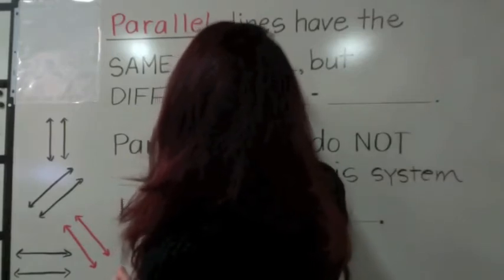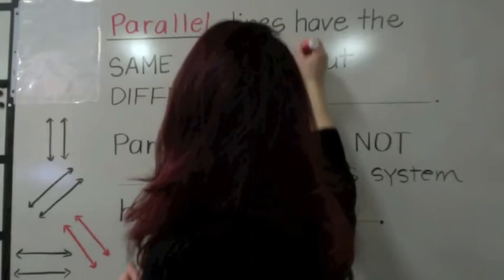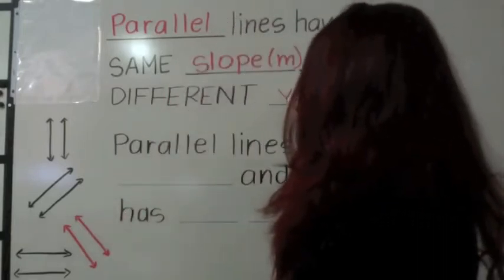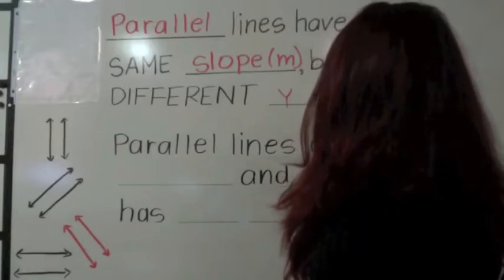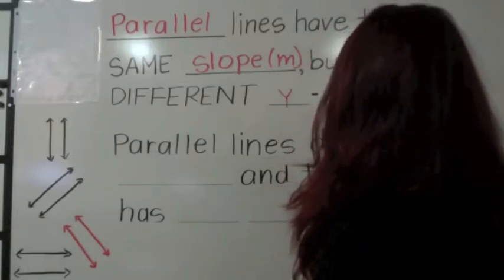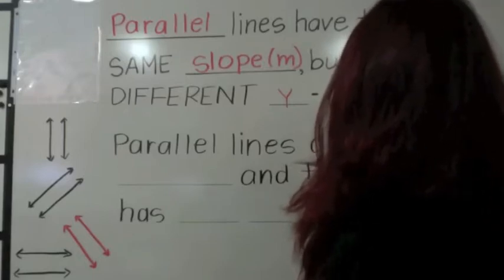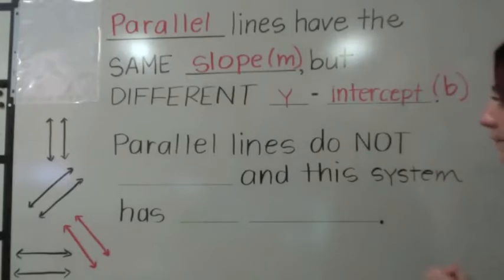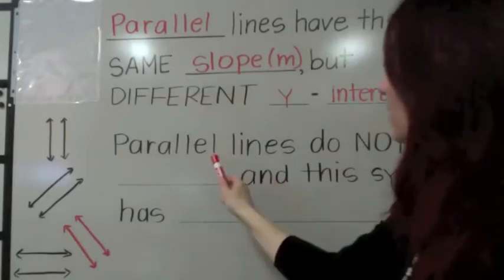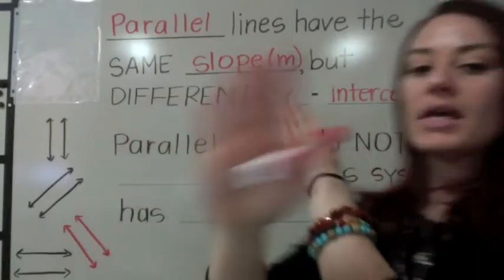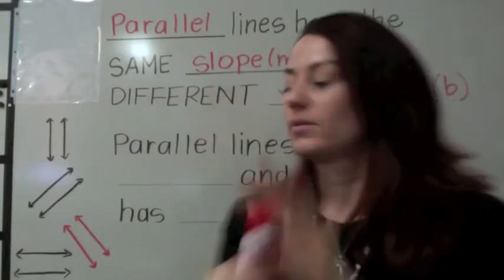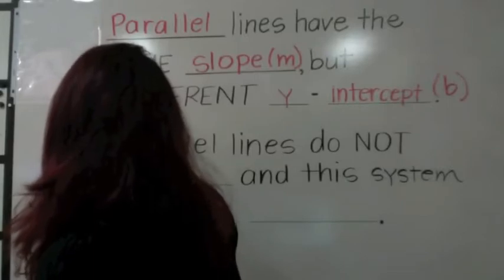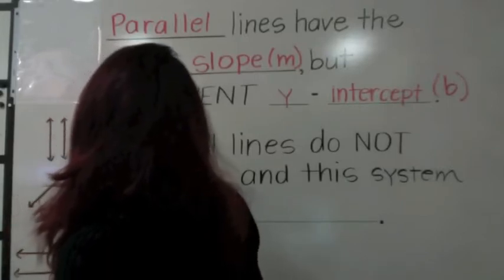Okay, and that slope is going to be the same m. But they're going to have different y-intercepts. Let's write this. Y-intercepts. And what letter is the y-intercept? The letter is what? In parentheses, it's b, right? Okay. So you're going to see that parallel lines do not intersect. They don't cross one another. Okay? So that's the word intersect.